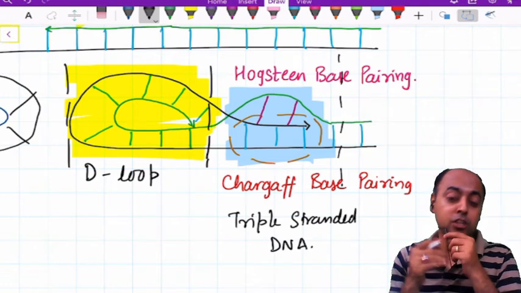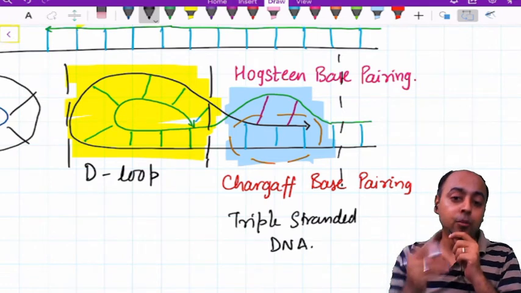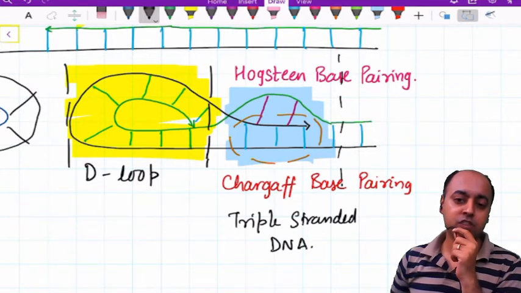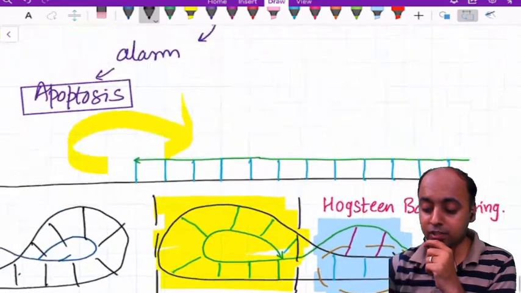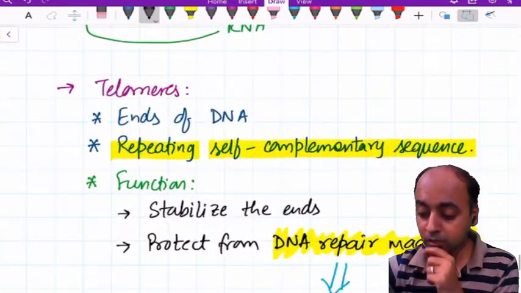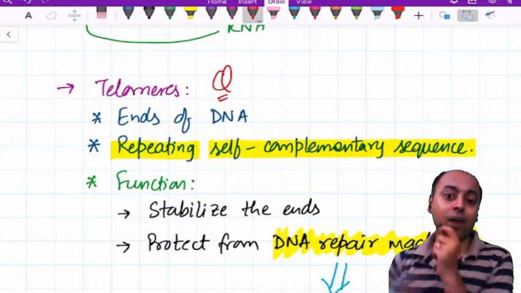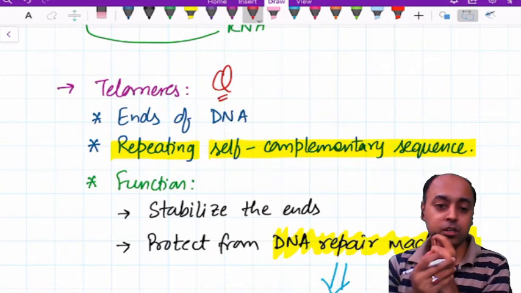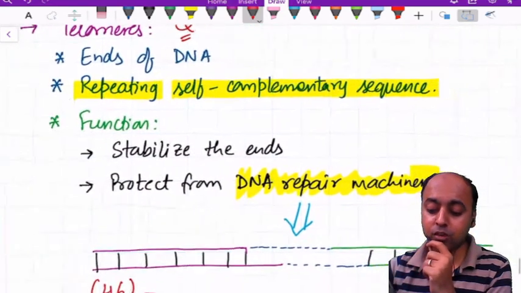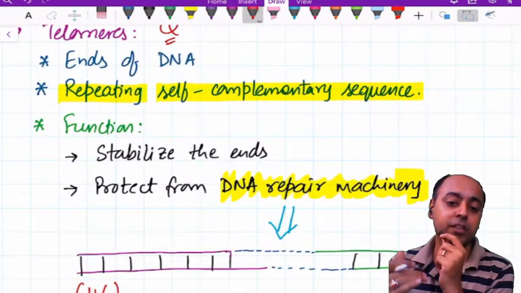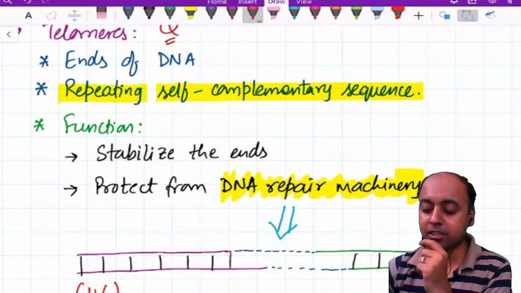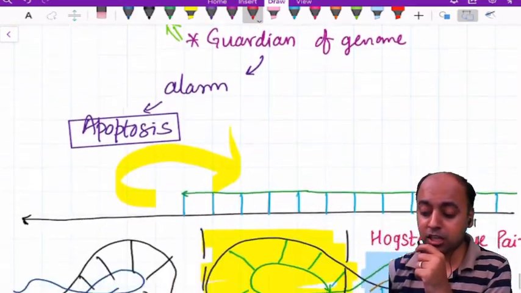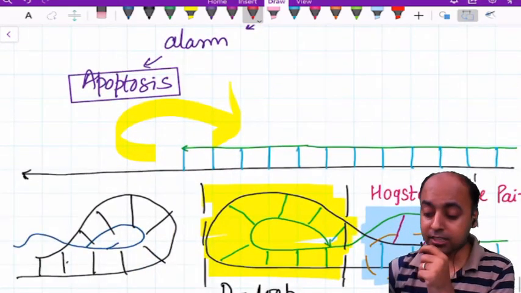This is made possible due to the self-complementary sequence of the DNA present in the telomere. Let's go through the telomere again very quickly. Very common short note. Why the telomere is important will become apparent when we do the replication. So telomeres are the ends of DNA. They have the very important property of repeating self-complementary sequence. With the help of this, they stabilize the end of DNA and they protect from DNA repair machinery by folding upon itself.